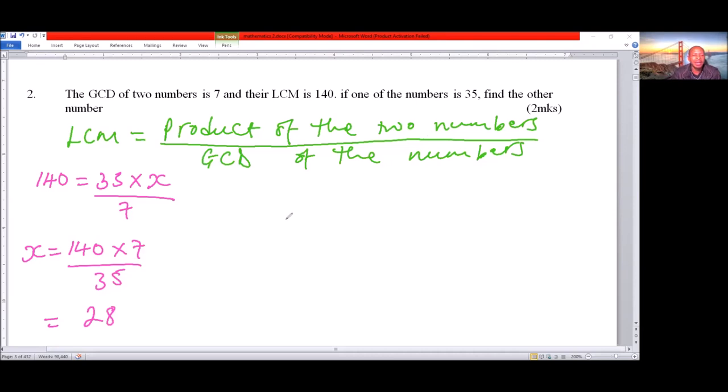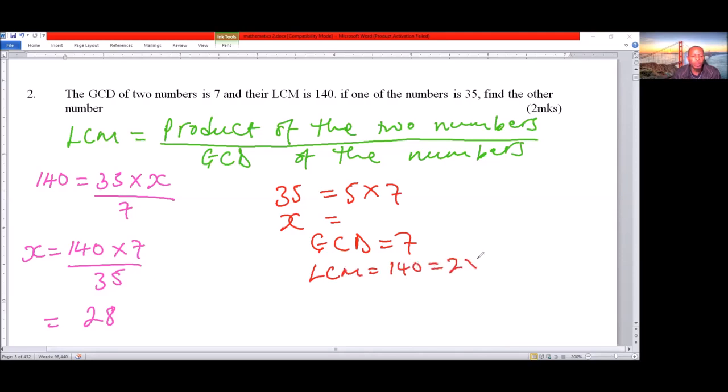Alternatively, we can argue like this. The factors of 35 are 5 times 7. So our number, let it be x. Since we have been given that the GCD is 7, and the LCM is 140, which is the same as 2 multiplied by 2 multiplied by 5 multiplied by 7. So we can argue that since we have been given the GCD, it means this number must have 7, so that the GCD is 7.